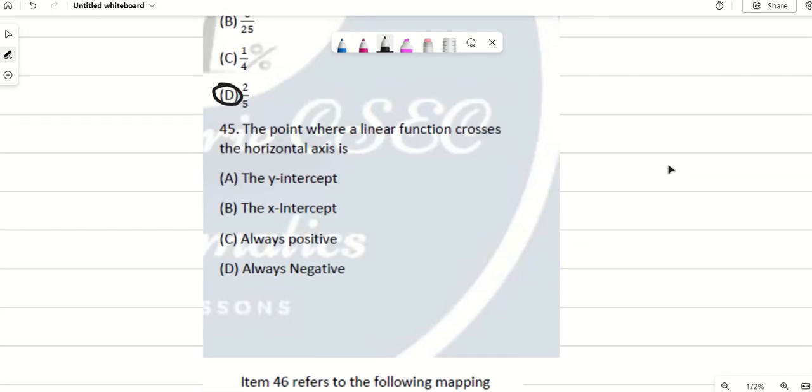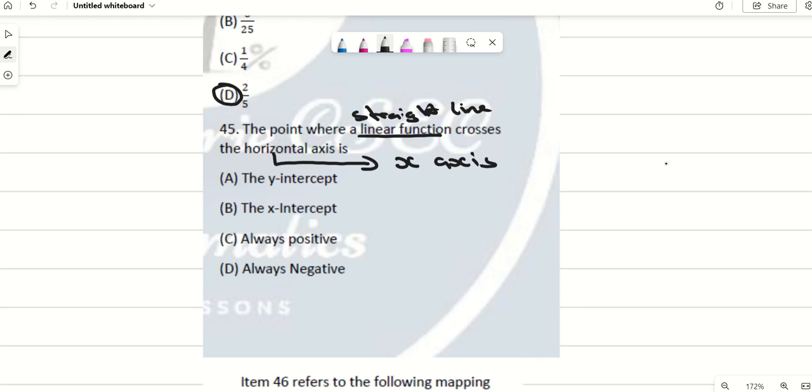Right? Let's look at this one. Now, this is where 45, right? The most recent papers, 45 is where we start looking at graphs and the other topics. So number 45 says the point where a linear function crosses the horizontal axis. First off, what is your horizontal axis? That is your x-axis, not so? So they said the point at where a linear function, meaning when they say a linear function, they mean a straight line, okay?